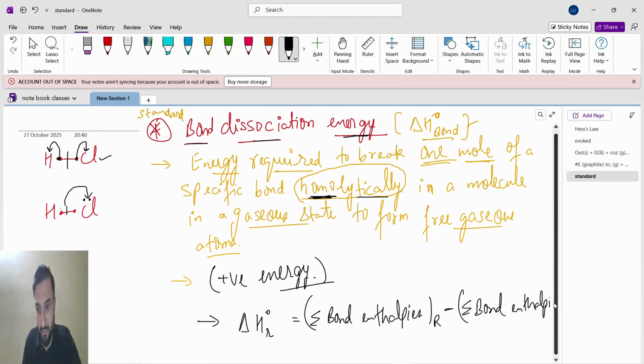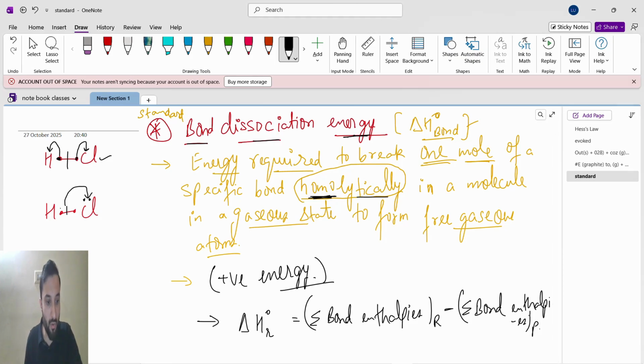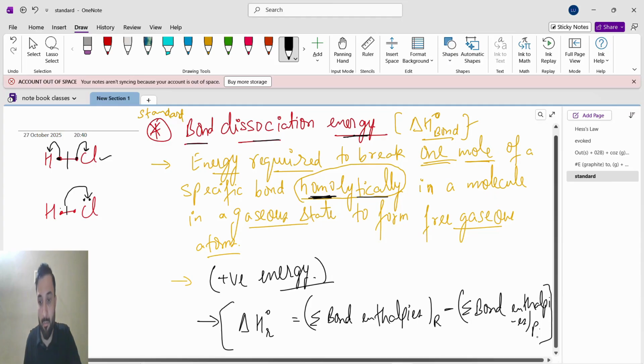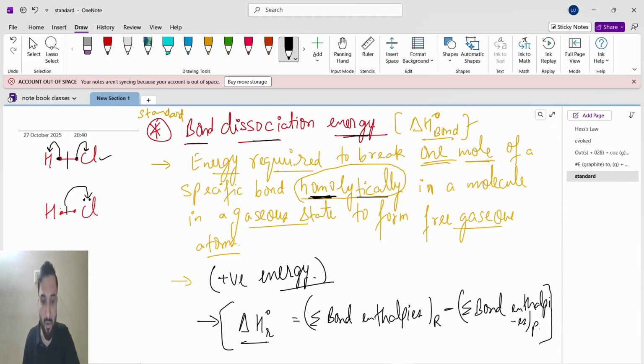So this is different, guys. Bond enthalpies of product side, this is different. Before we had studied that it will be product minus reactant, right? Before we had studied for the process is product minus reactant, but only for the bond dissociation energy, for finding the enthalpy change for the reaction, we will do the sum of bond enthalpies of reactant minus sum of bond enthalpies of product.